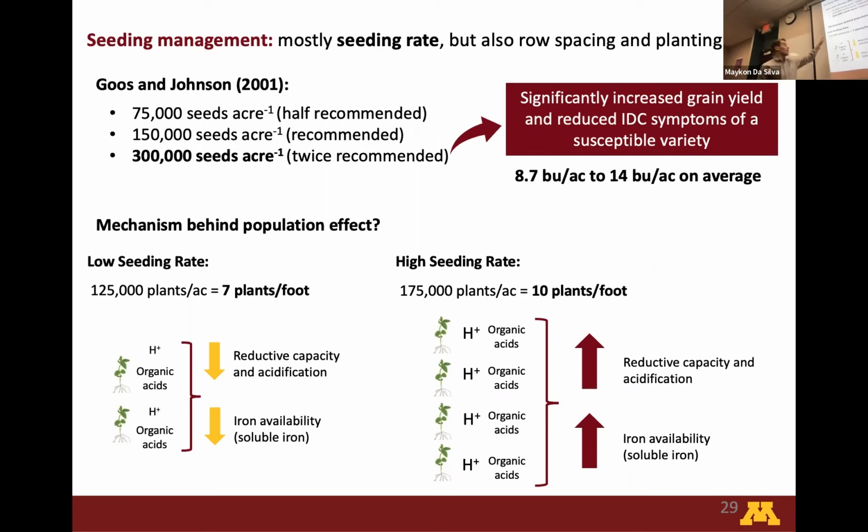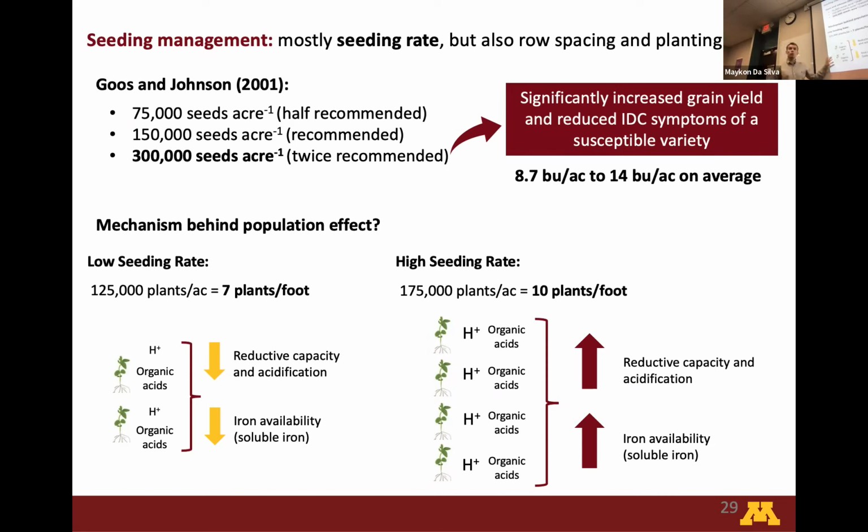But you might also ask, what is the mechanism behind this population effect? So then we go back to the 3 adaptive mechanisms that soybeans have developed to increase their ability to uptake iron when growing in iron-limiting conditions. When we have a higher seeding rate, which means that we have a higher number of plants per unit of row, we have a larger amount of hydrogen protons and organic acids being released into the rhizosphere, which increases the reductive capacity and acidification of this region immediately surrounding the roots, which increases iron availability. There's more soluble iron in that part of the soil.